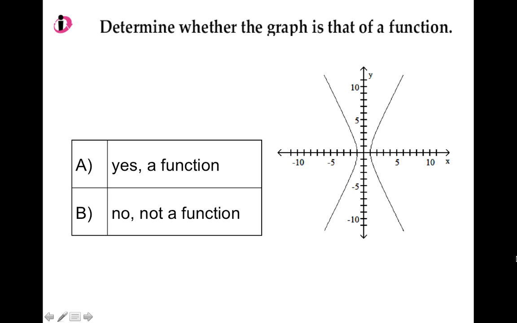All right, just some review questions now. Determine whether the graph is that of a function. To do this, you should do the vertical line test. This graph fails the vertical line test, so no, this is not a function.